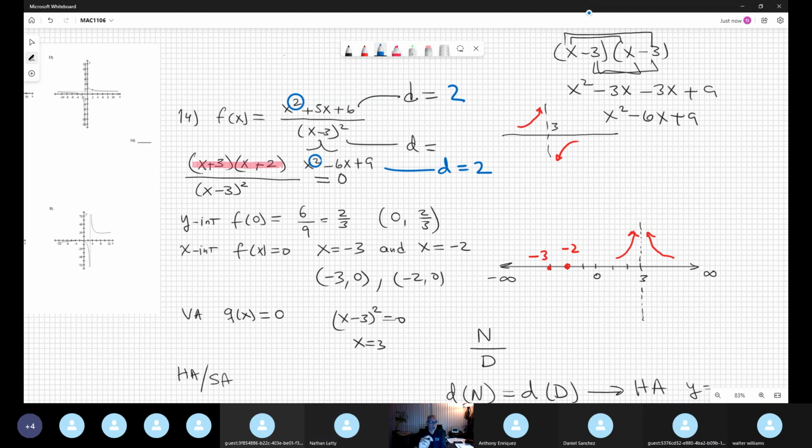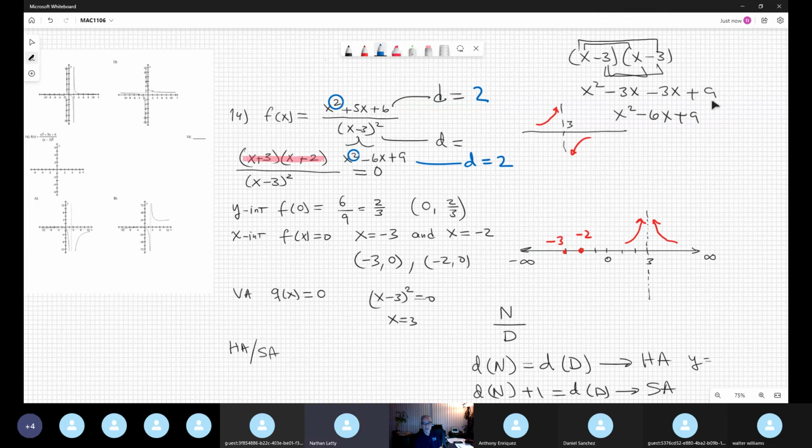Now, when you have the same degree, what kind of asymptote do we have? Horizontal or slant? Horizontal. At what value? Y equals something? 1, which is the division, this number divided by this number. Excellent.